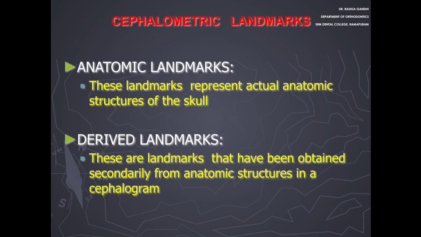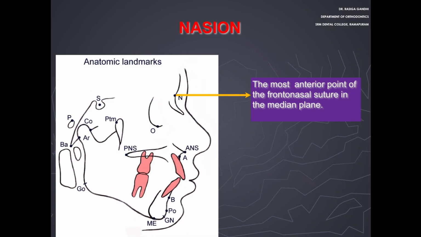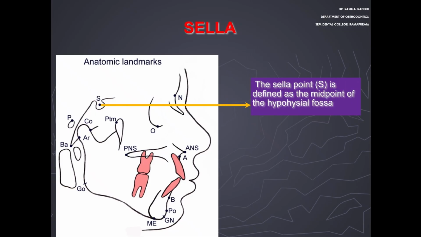Some of the landmarks are anatomic, that is, they represent the actual anatomic structures, and some are derived from the anatomic structures. The first landmark will be nasion, which is the most anterior point of the frontonasal suture in the midline. Next is the sella point, which is termed as S, and it is the midpoint in the hypophyseal fossa.